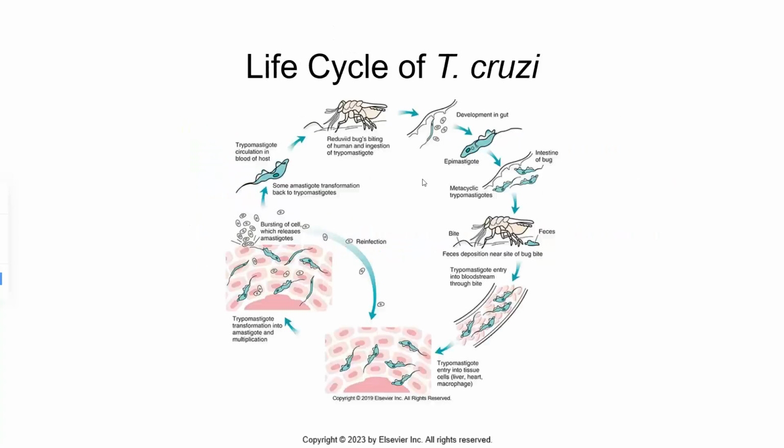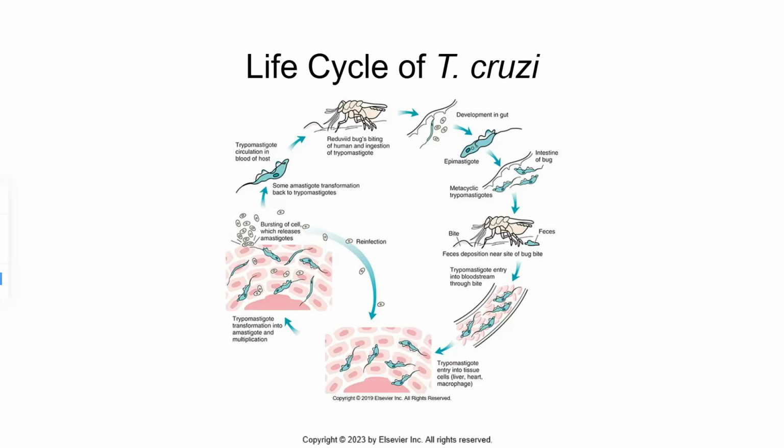So here's T. cruzi. There's the type of insect. It's going to bite and inject those organisms, or it's ingesting those organisms. They develop in the gut and turn into the epimastigote. They go to the intestine of the bug. Eventually, they're deposited in the feces near the bite. So when you scratch, or if the bug happens to trail some of that into the bite wound, they enter into the bloodstream through the bite wound.